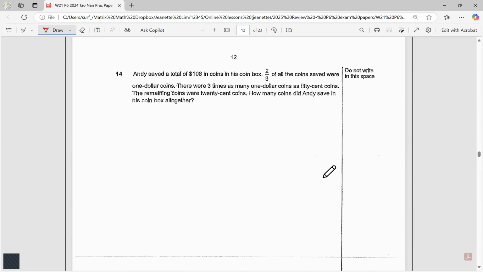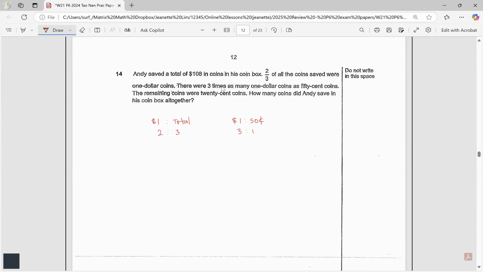Okay, so from this question, there are 3 different types of coins. And when we talk about the fraction 2/3 and then 3 times, all these are talking about number of coins. Okay, so let's find out the ratio between the 3 coins in terms of the quantity, the number of coins. The 2/3 is referring to the number of $1 coins, which means that the $1 coin is 2 units. 3 units refer to the total coins. So 2 to 3. Next, there were 3 times as many $1 coins as 50-cent coins. So you have 3 to 1.